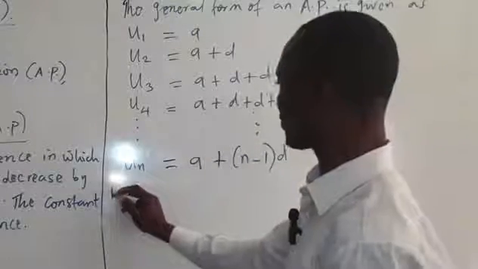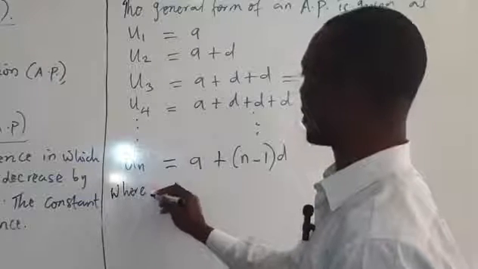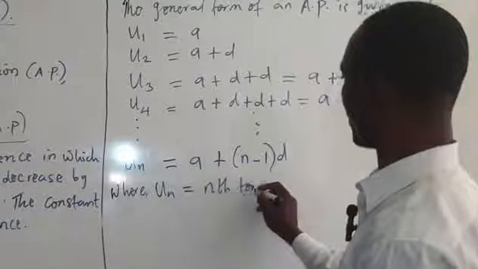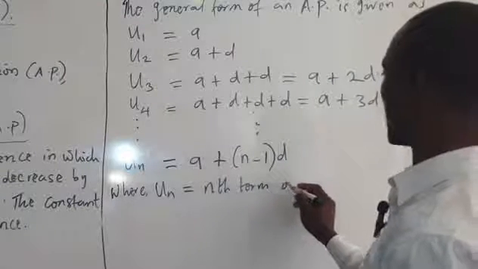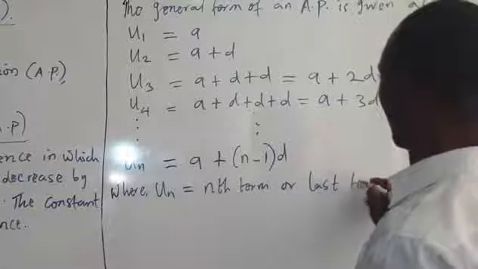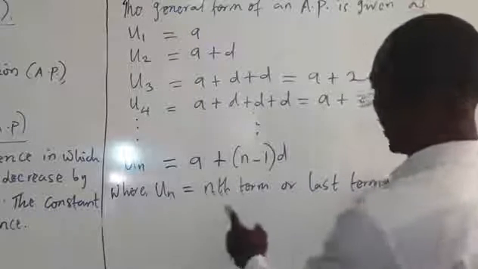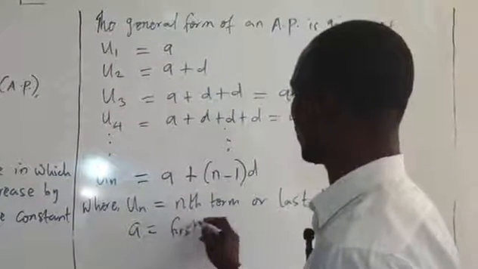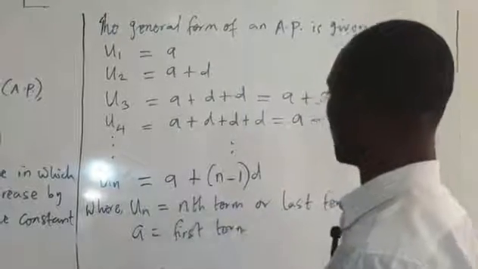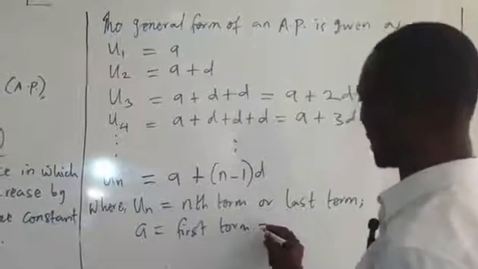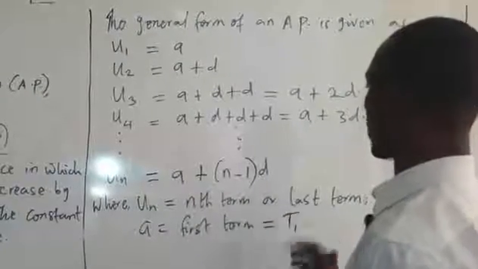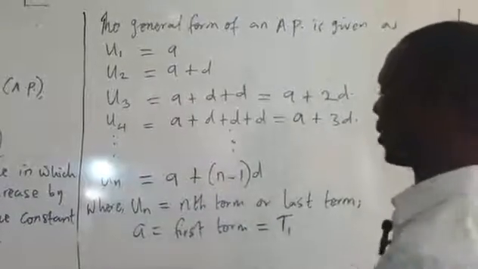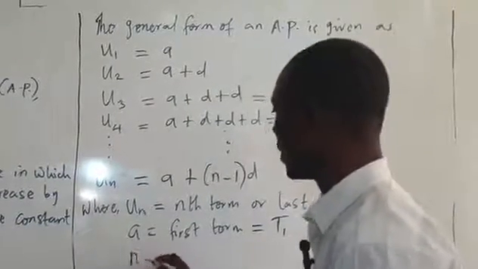Where Un is equal to the nth term, which is also known as the last term, as the case may be. After Un, which is the nth term, we have A, which is the first term, also known as T1 in some other textbooks. They use T1 instead of A or instead of U1. They are still referring to the first term. Then n is the number of terms.